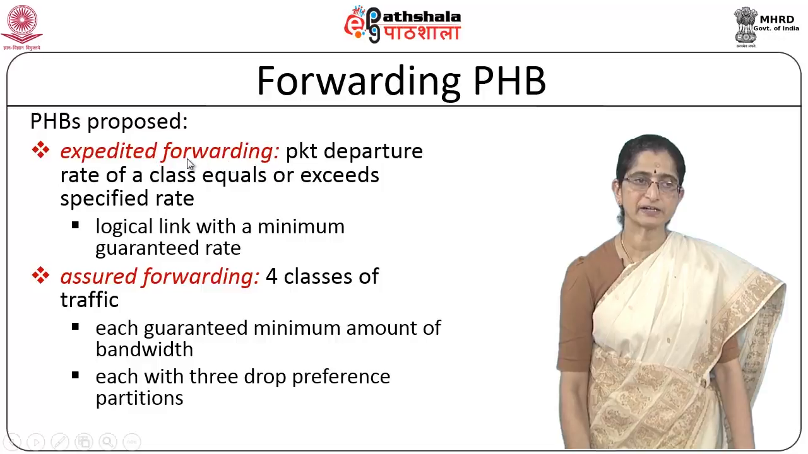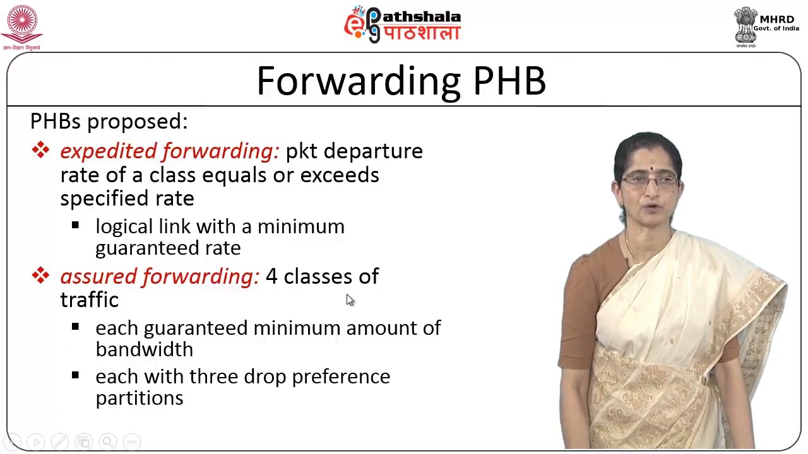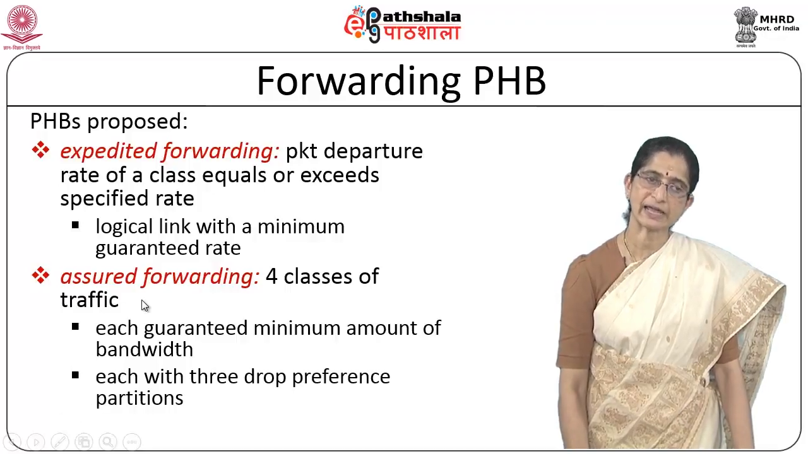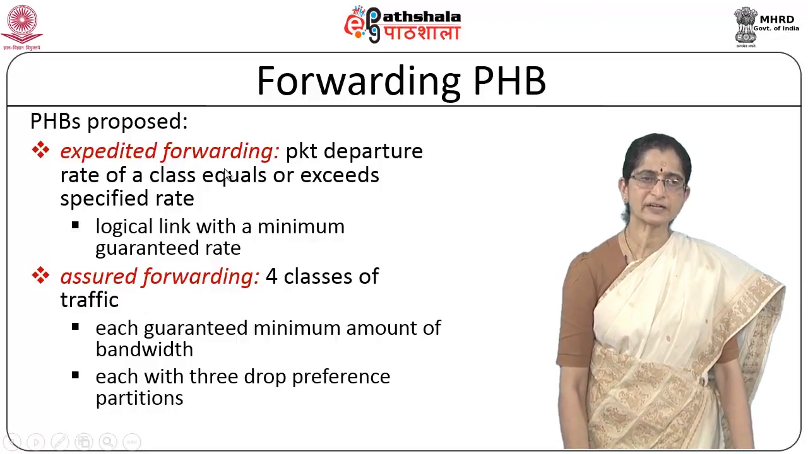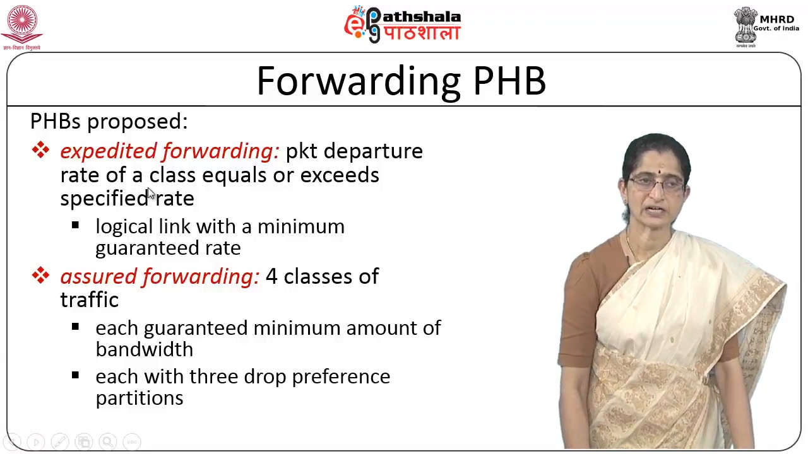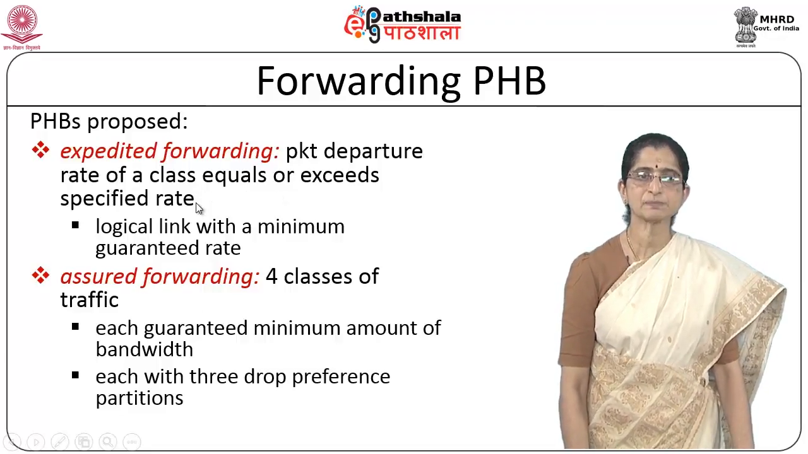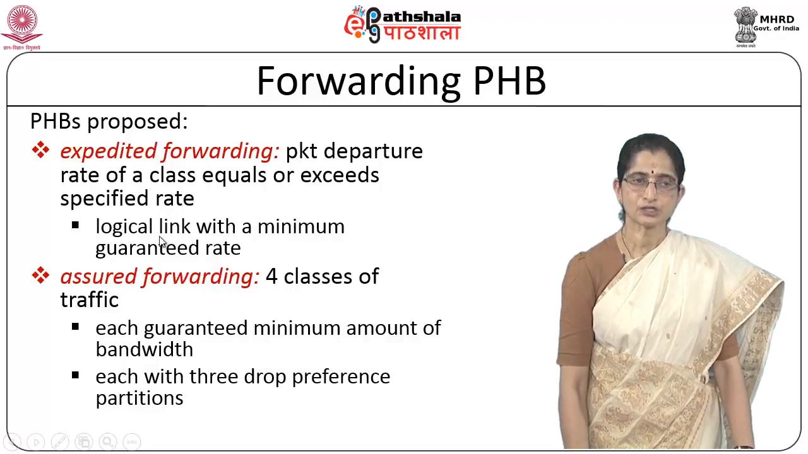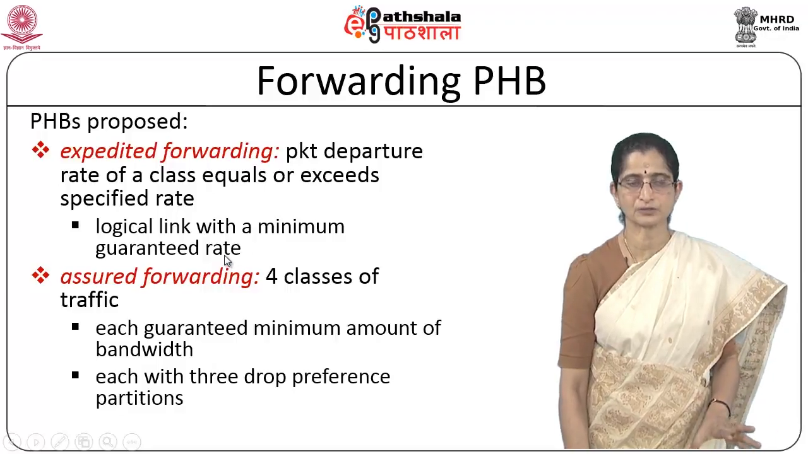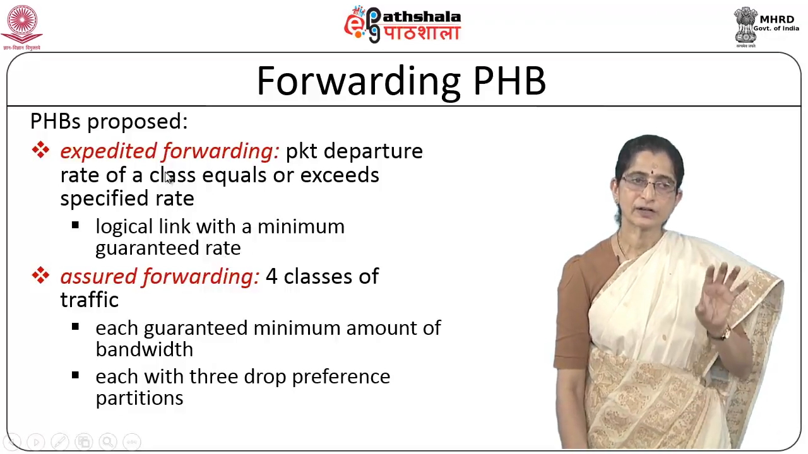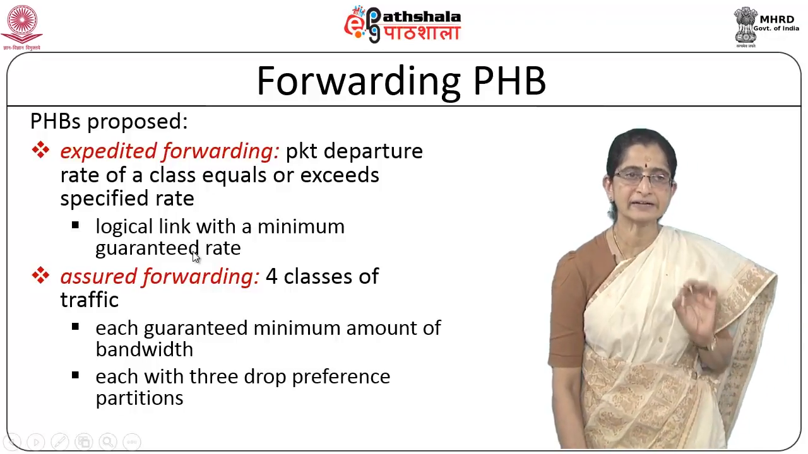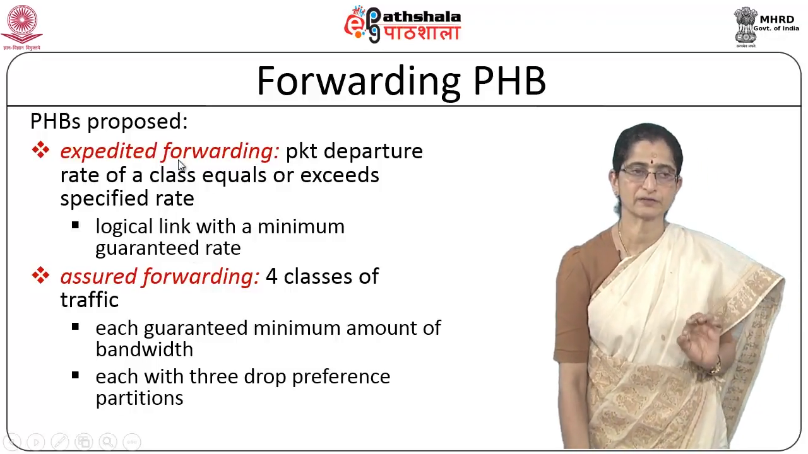One is called expedited forwarding and the other is called assured forwarding. We talk of EF, which is expedited forwarding, and assured forwarding, AF. Now, in expedited forwarding, the packet departure rate of a class equals or exceeds a specified rate, which means you are specifying a minimum guarantee for a particular link. If you look at it as a logical link, expedited forwarding allows you to support logical links with a minimum guaranteed rate. So, that is expedited forwarding.